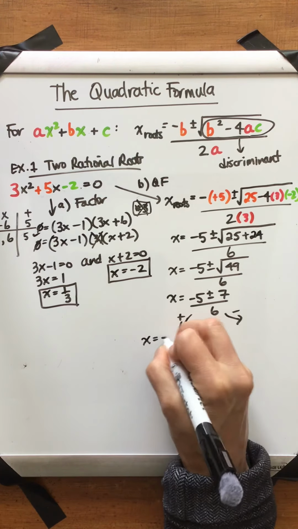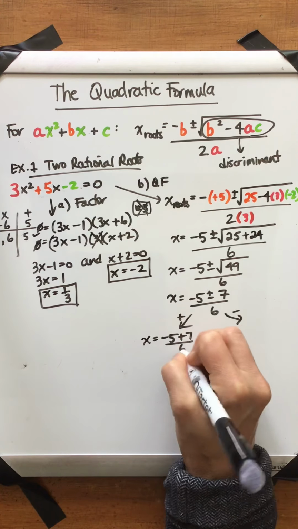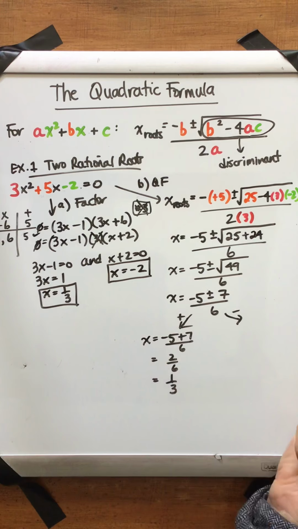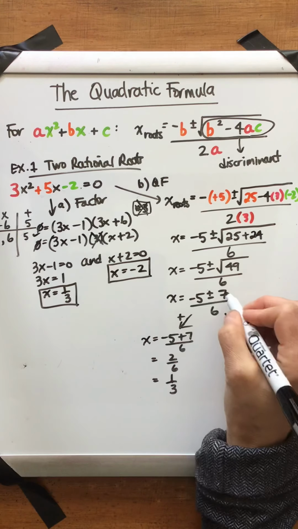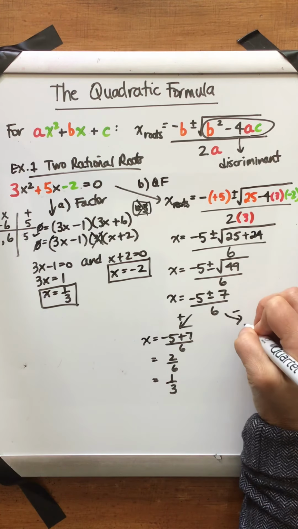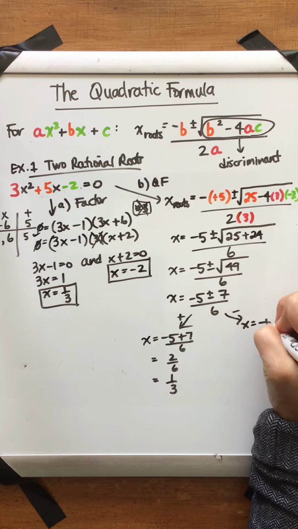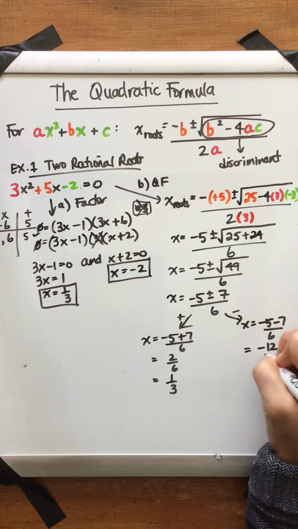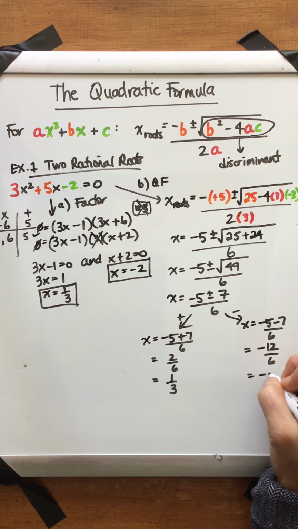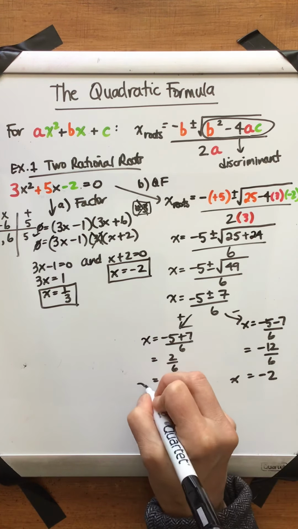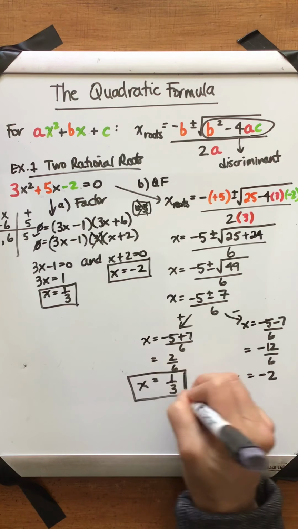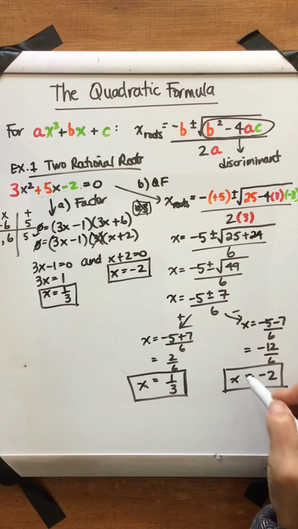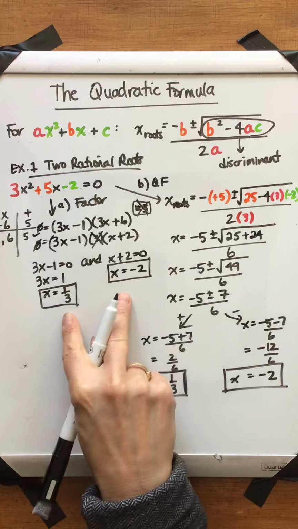So x would be equal to negative 5 plus 7 over 6, which is 2 over 6, which comes out to 1/3. And if I use negative 7 instead, x is going to be equal to negative 5 minus 7 over 6, which is going to be negative 12 over 6, which is equal to negative 2. Well, look at that. We got the exact same answers for the roots using the quadratic formula or factoring.